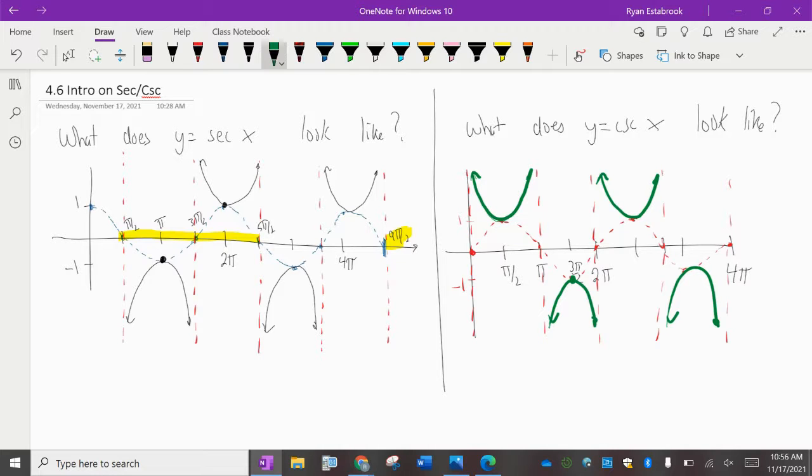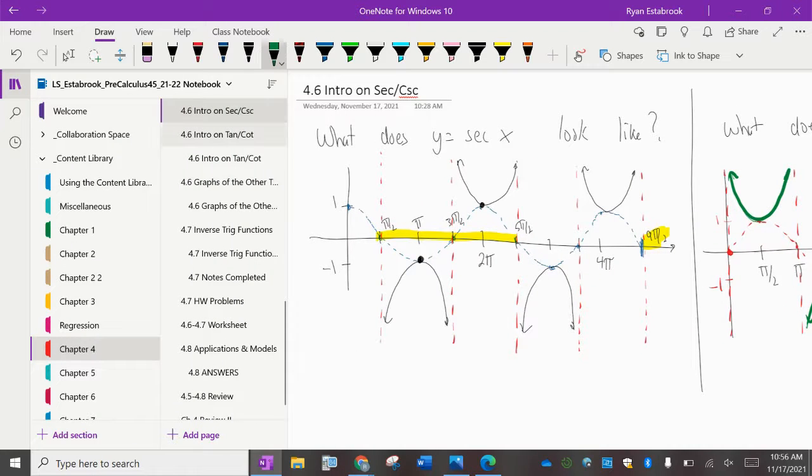They look a lot alike each other, just like sine and cosine look a lot alike. They're just shifted to the side. They're going to have different vertical asymptotes. But the cosecant tracks along with sine because they're reciprocals. Secant tracks with cosine because those are reciprocals of each other. So of the 6 trig functions, sine and cosine are the 2 most important. Secant and cosecant are the reciprocals of those.